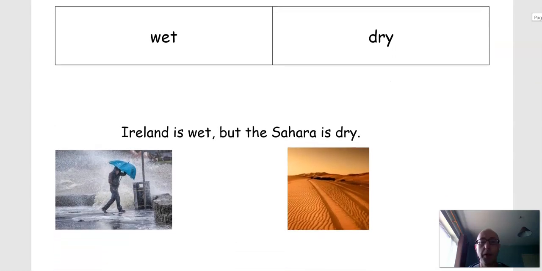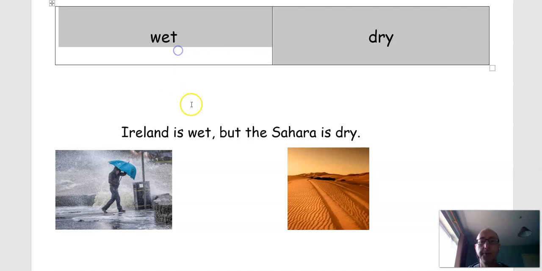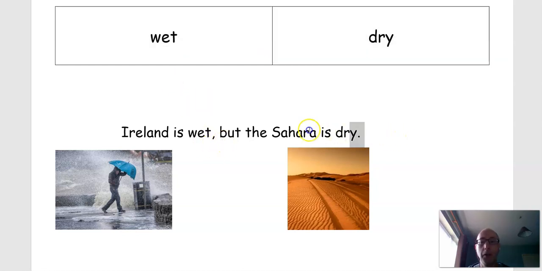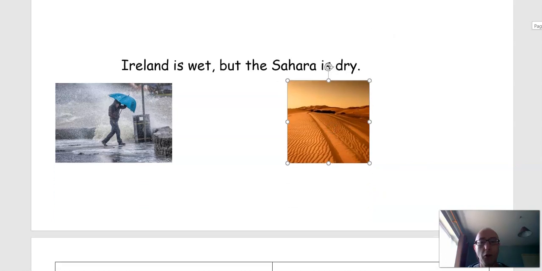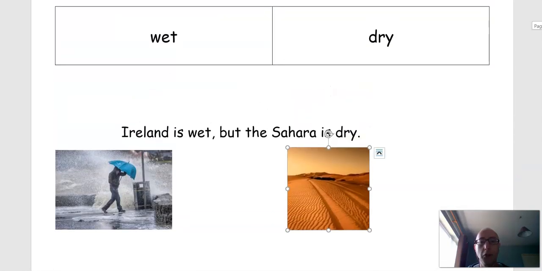So, more opposites. Wet and dry. Ireland is wet, but the Sahara is dry. Anything with a lot of water is wet. Rain and water is wet. If there's no water, it's dry. The Sahara is a desert. All deserts are dry. So, wet and dry.